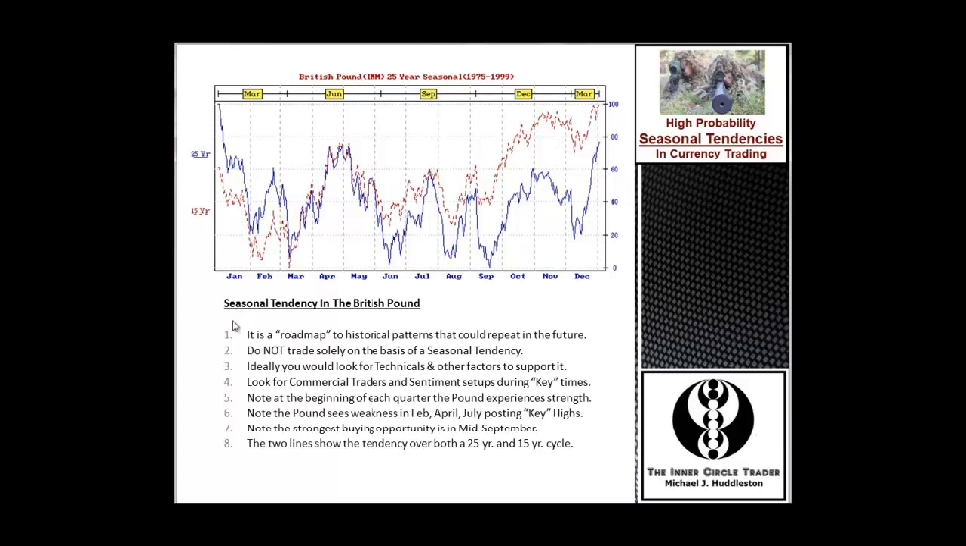This is a graph that has been produced by a company, Moore Research. It's M-O-O-R-E Research. What they do is a very comprehensive approach to seasonal tendencies. They really have a tremendous amount of data on all of the markets that are traded. And as a futures trader, back when I first started, I was fortunate enough to get this graph in a seminar from Larry Williams.